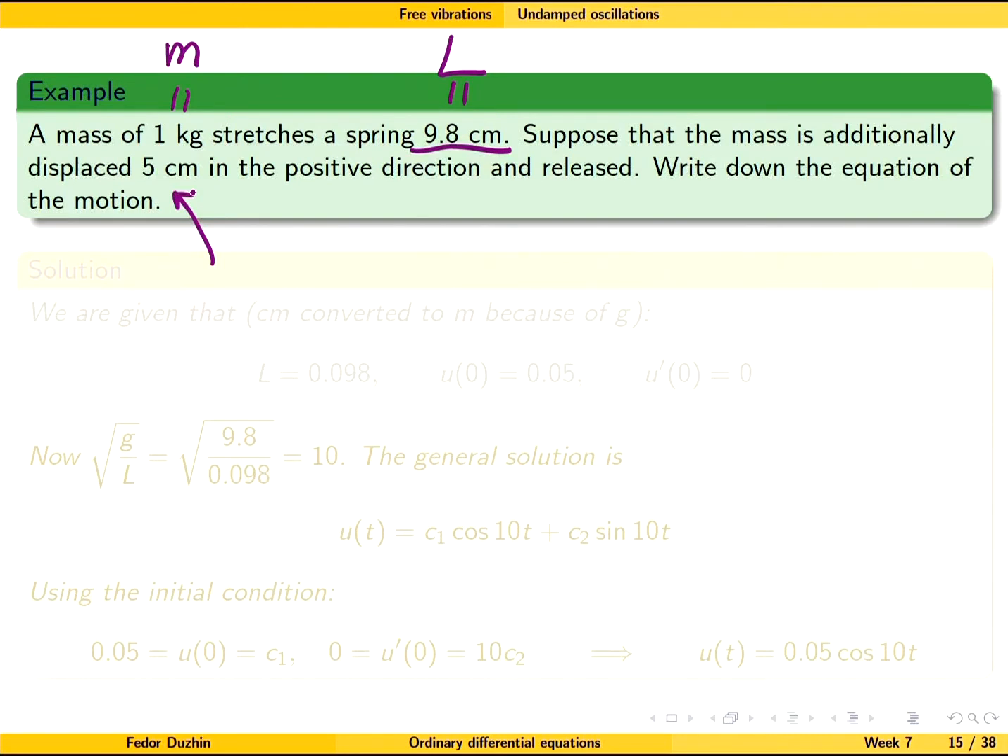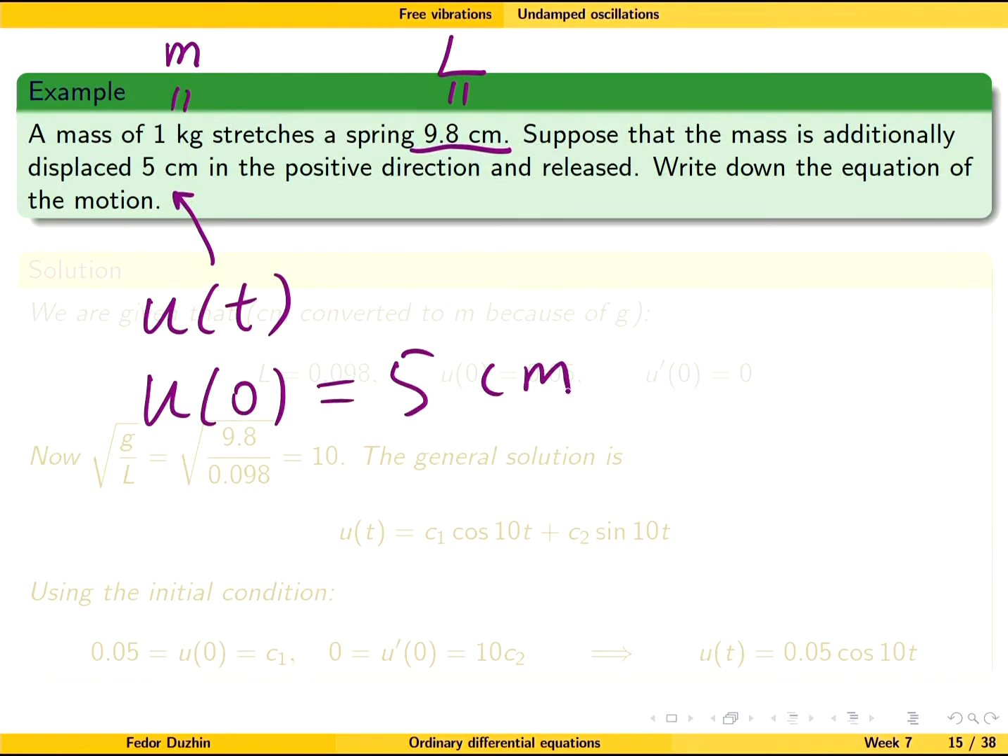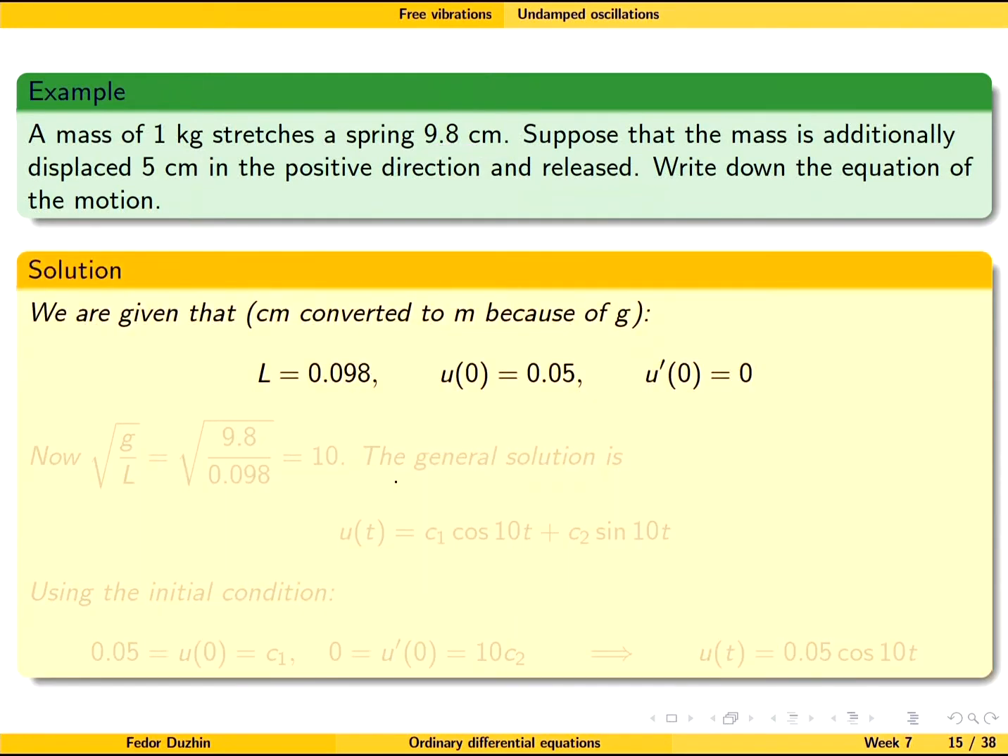The displacement by time t is denoted by u of t, and then additionally displaced and released means that at the initial moment we know that u of 0 is 5 centimeters, and then the word released means that we just let it go. So it means that the initial displacement is 5 centimeters, but the initial speed, the initial velocity is 0, because we did not push it further on purpose. So we just let it go.